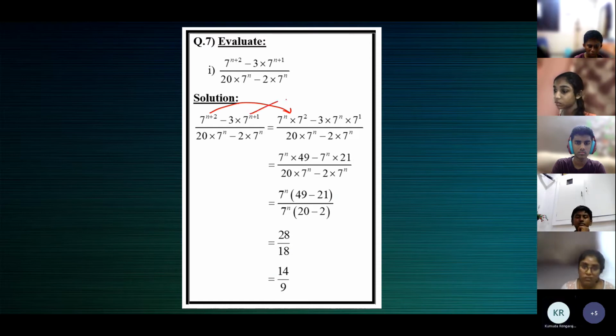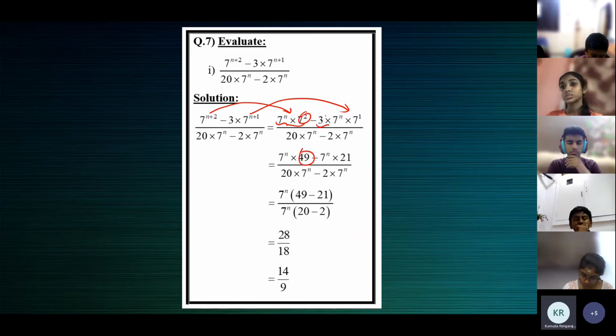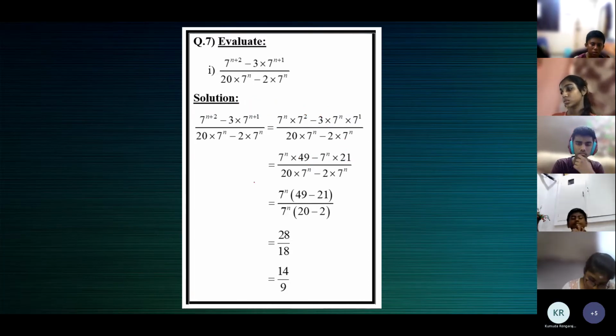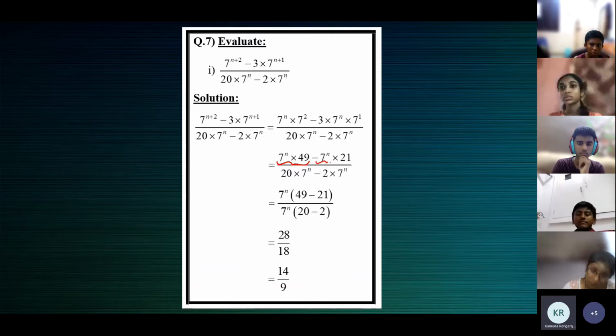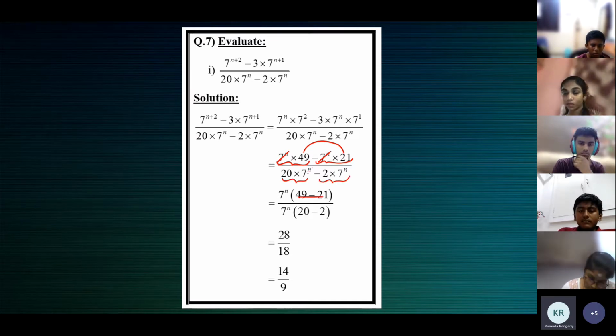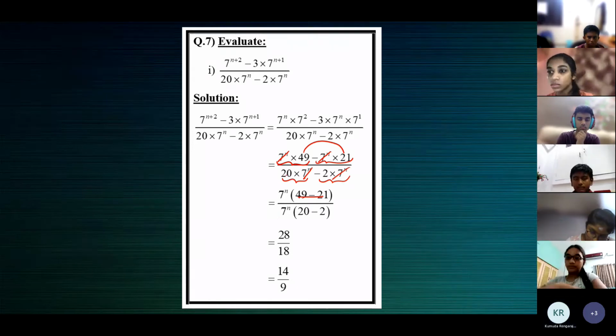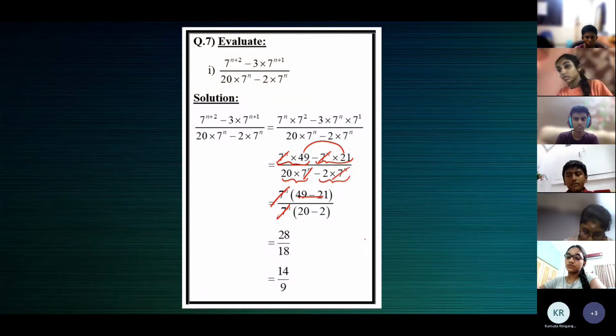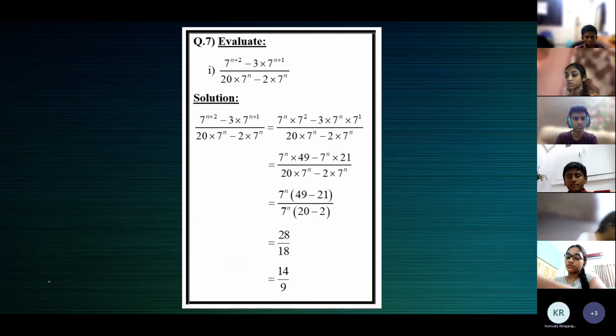Earlier step. That's all. And between these two, first we write 7 square as 49, and 3 7s are 21. After that, we'll have to take out common between these two. 7 power n is common. So you'll get 49 minus 21 in the bracket. Here also between this and this, 7 power n is common. Bring it out. 20 minus 2 in the bracket. Cancels. And further you understand. Write down, children.